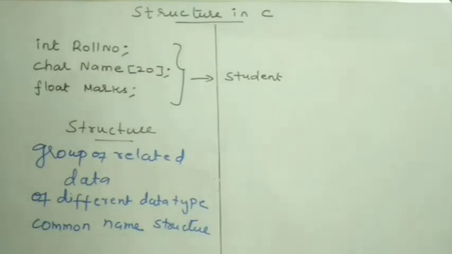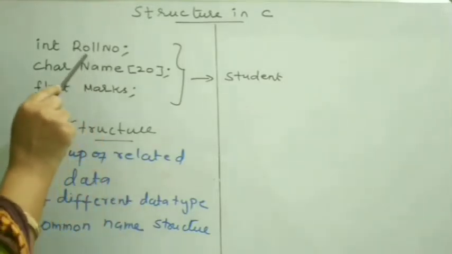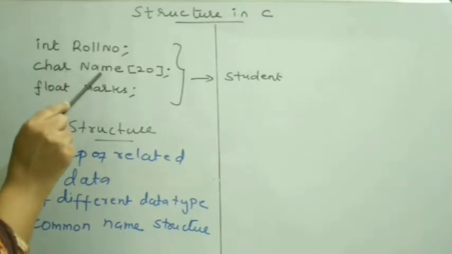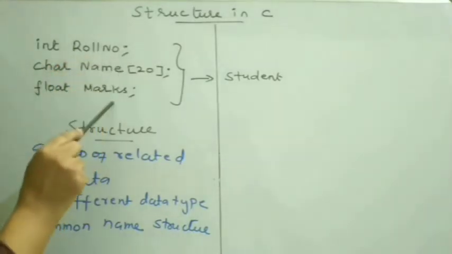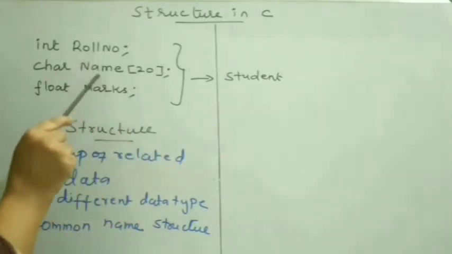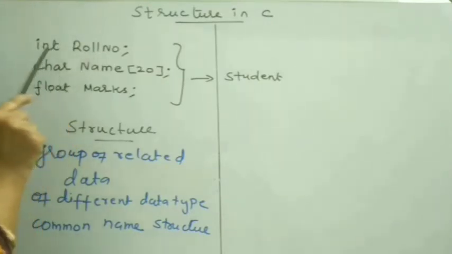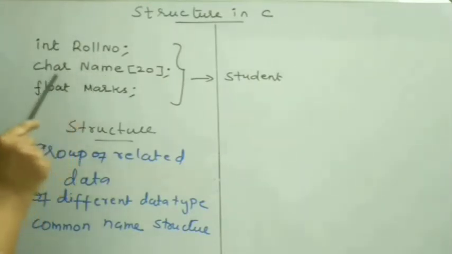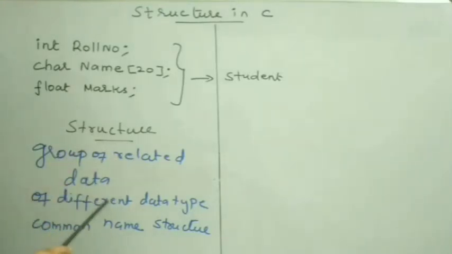So how to define a structure? Structure is a group of related data. We are going to group the data: roll number, name and marks. They are related with each other. They refer to student detail, of different data types. Roll number is an integer value, marks is a float value, name is a character array. So the group of related values of different data types are grouped under a common name, that is called structure. They are grouped under a common name, student.